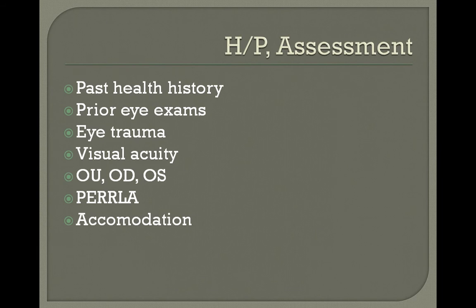When we're doing an assessment, a history and physical on our patient, and we think they're having problems with the eye, we can ask them about their past health history. We can ask them about disorders such as diabetes. We can inquire about hypertension, any type of cardiac disorders. We can ask them about any type of eye exams, when they've had their last eye exam.